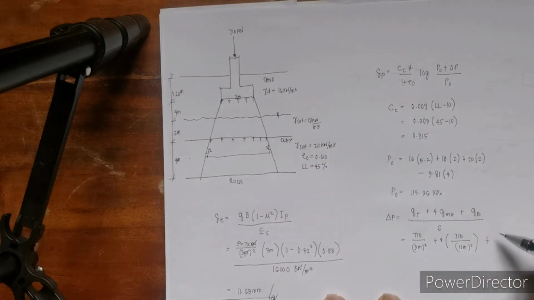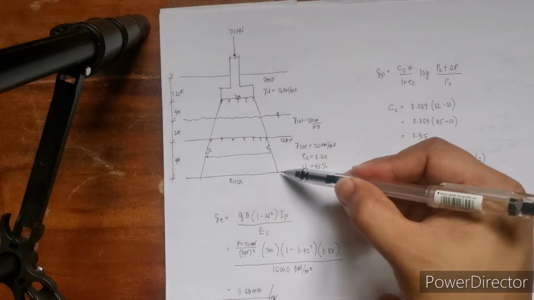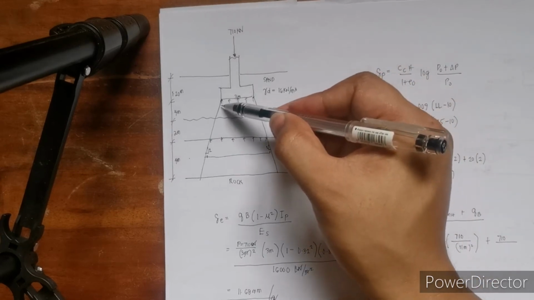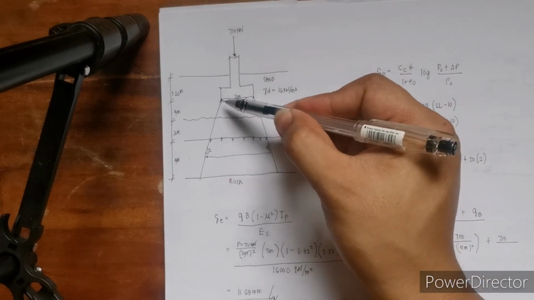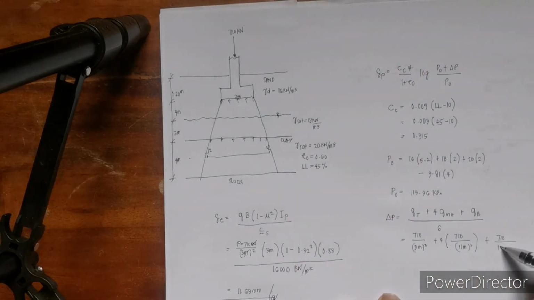So that is P over A. The load applied is 710 kilonewtons over the area. Para makuha natin area, analyze natin yung side na to. And this side is equivalent to the width of the footing plus the depth of this layer from the base of the footing. So 3 plus 10, that is 13 meters quantity squared divided by 6.